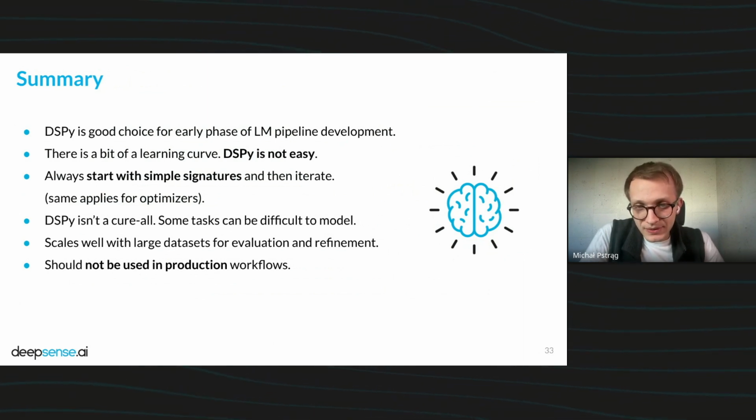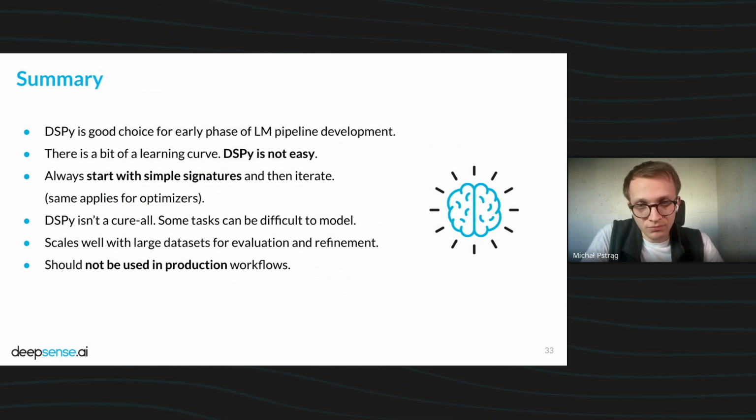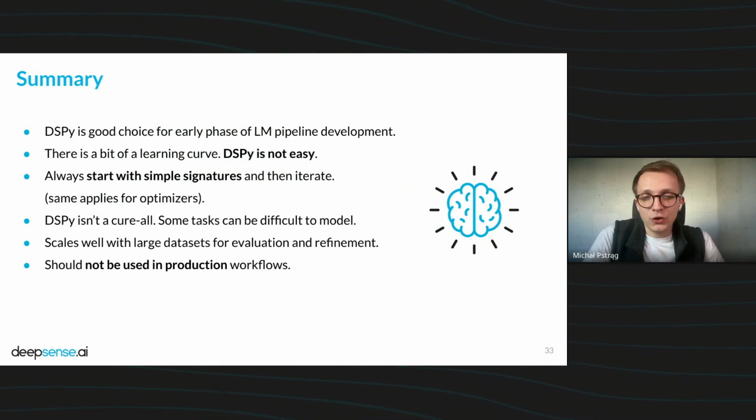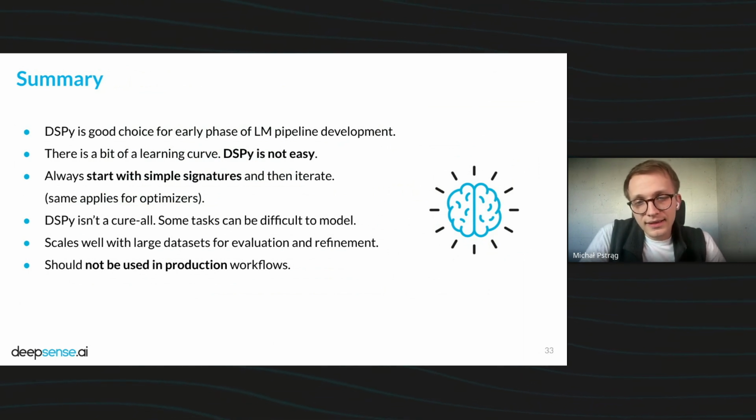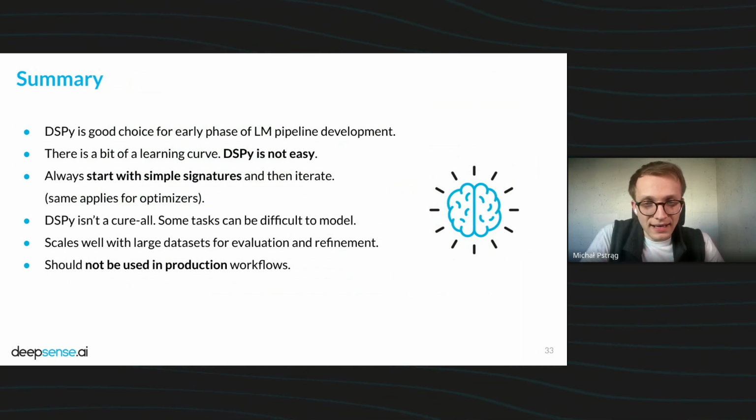And always start with simple signatures and then iterate. So most of the time you want to start with a simple one-liner inline signature, and then you might try to write a Python class for this. The same applies to optimizers. Start with CoPro, then you maybe want to try to find some few shots or something like this. Fine-tuning an LLM should probably be the last thing you need to do. DSPy isn't a cure-all. Some tasks can be difficult to model, even for automated tools. So just don't take it for granted. DSPy might not solve your problem.